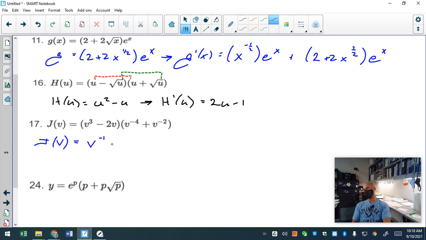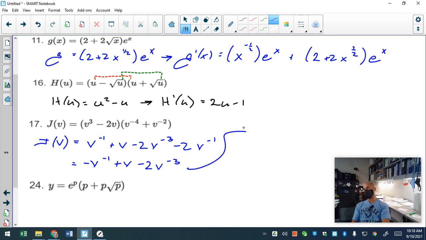V cubed times v to the negative 2 would be v to the positive 1. You add those exponents. Minus 2 times v to the 1 minus 4 would be v to the negative 3. Negative 2 times 1 is another negative 2, and then 1 minus 2 is negative 1, v to the negative 1. And I guess that's kind of nice because I can combine those two v to the negative 1s. We have like terms. And so I'm left with negative v to the negative 1 plus v minus 2v to the negative 3. And then we can take that and we can do the power rule.